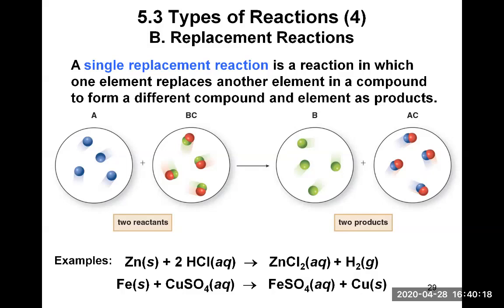These single replacement reactions are typically oxidation-reduction reactions. You don't see it here, but there has been a transfer of electrons from one element to another. And that's what characterizes oxidation-reduction reactions.